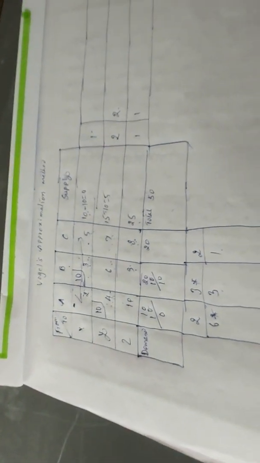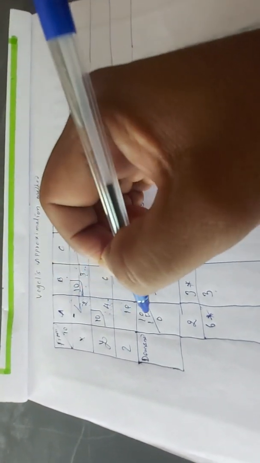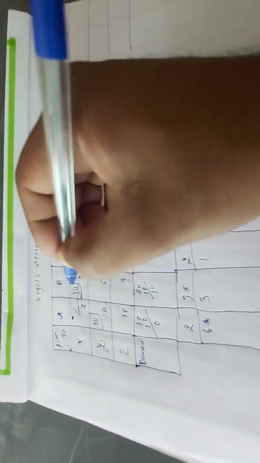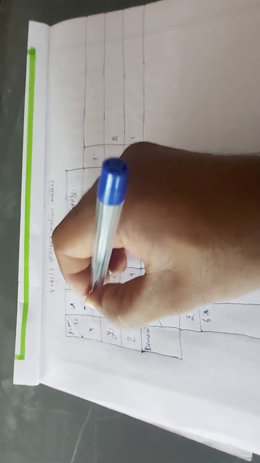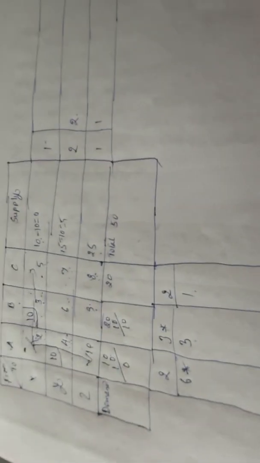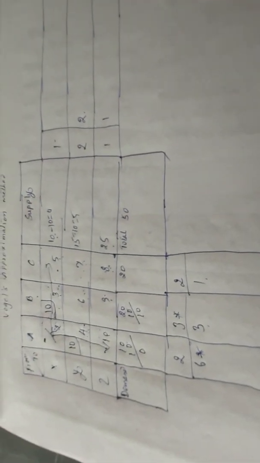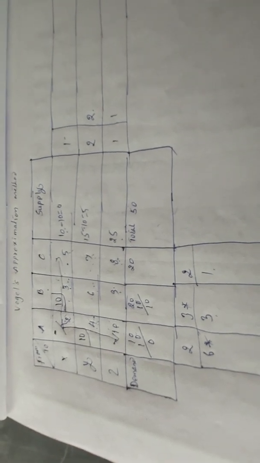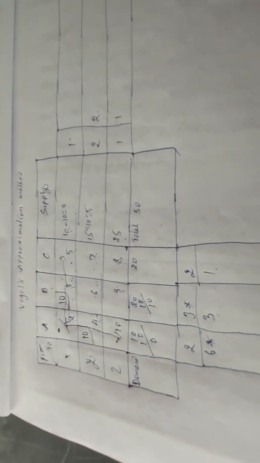Now the first column has become 0. So when a column has become 0, this column must be eliminated. I have eliminated this column. After eliminating that column, again we have to repeat the same steps: row penalty and column penalty.